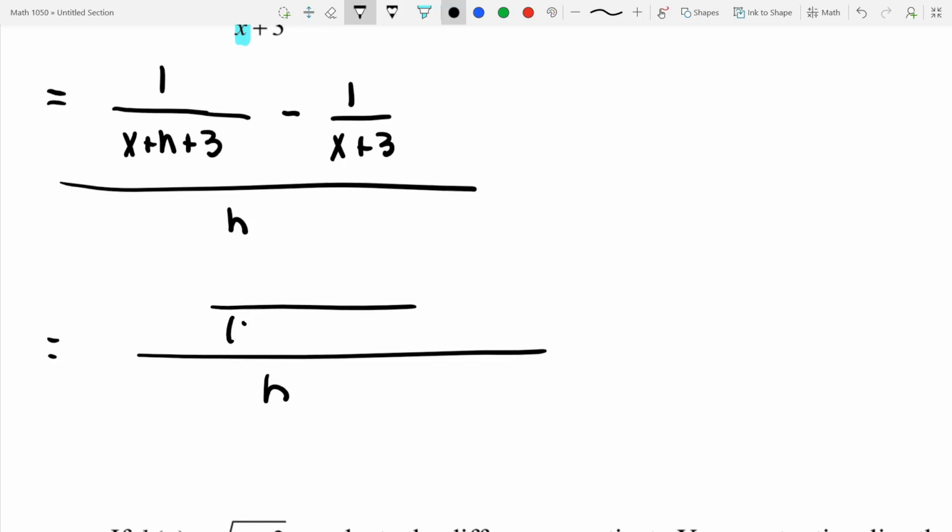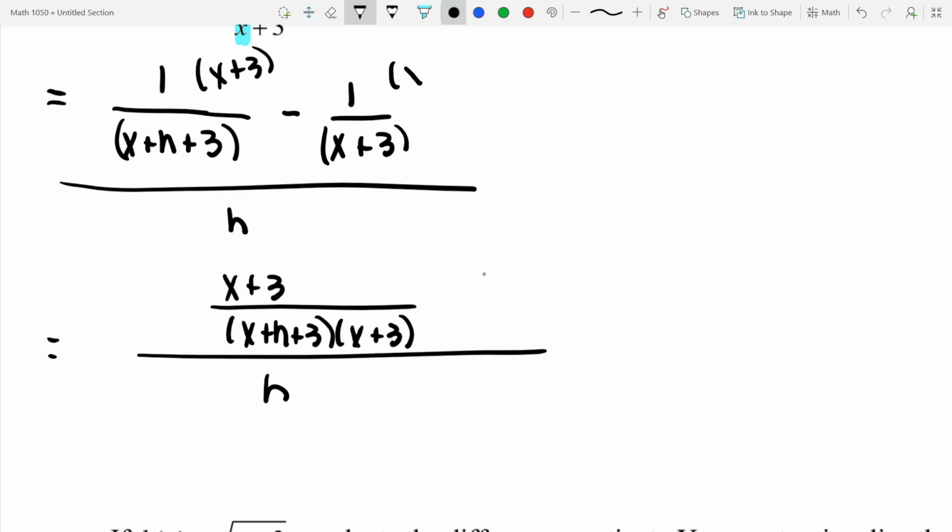The h is on the bottom. Common denominator on the top is x plus h plus 3 all over x plus 3. I'm just dealing with the top. This has x plus h plus 3. It's missing the x plus 3. So 1 times x plus 3 is x plus 3. This one has the x plus 3. It's missing the x plus h plus 3. Distribute the negative, and you have negative x minus h minus 3.